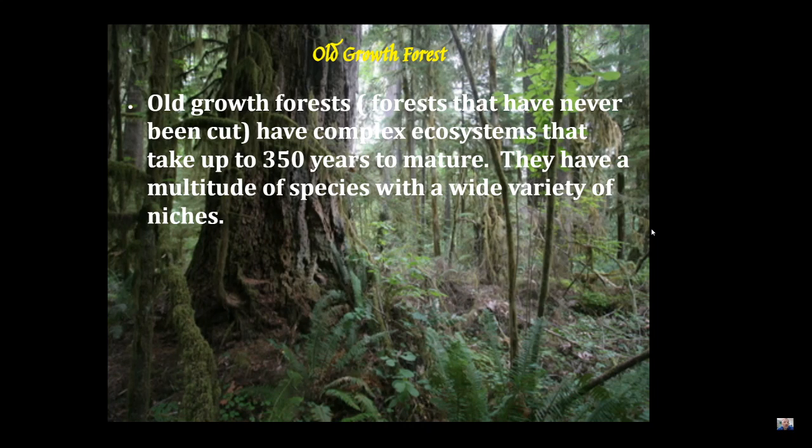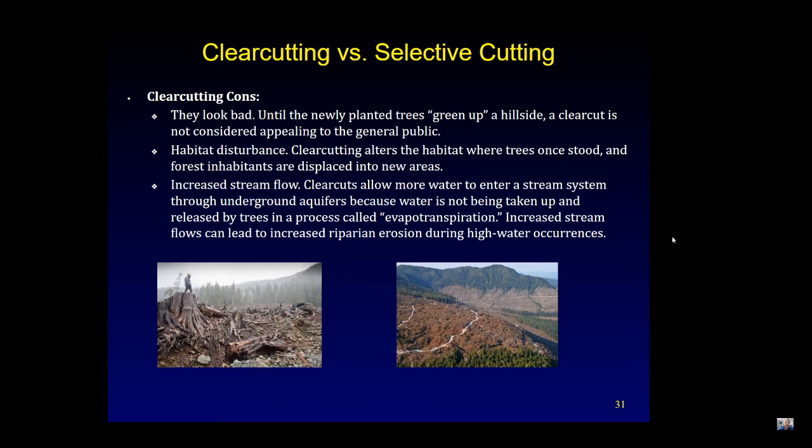And then, even with that, we're losing old growth forests. These are forests that have never been cut down. They have full, complex ecosystems that may take up to 350 years to mature, and they have a multitude of species with a wide variety of niches. So we're getting rid of our old growth forests. You can say, well, fine, we can cut down this forest and then grow a new one. Well, no, it doesn't work that way, because we need these complex ecosystems to form, and that can take about 350 years in most cases. So once we cut down our old growth, we won't have them again for 350 years.